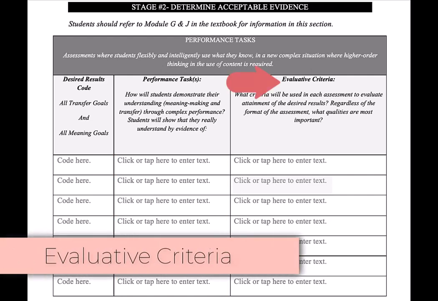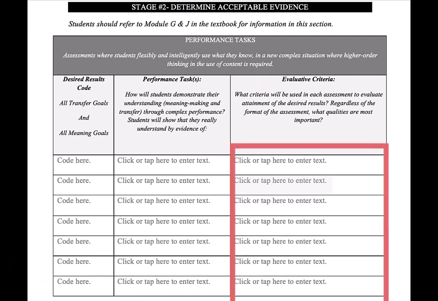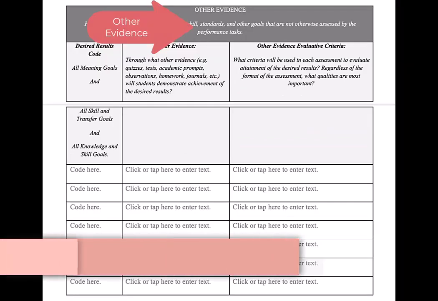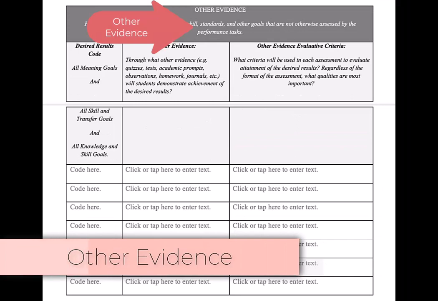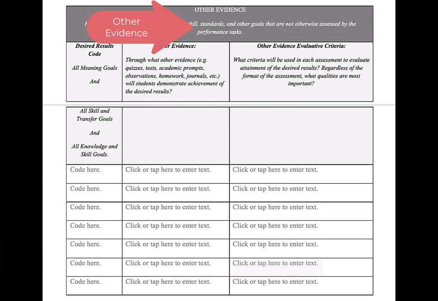The final part is the evaluative criteria section. This section includes the most important qualities that are being measured in order to ensure students are truly learning. After the performance tasks section, we have the other evidence section. This section really looks at the different methods for assessment that we would usually use to get quick and easy data about what our students are learning.